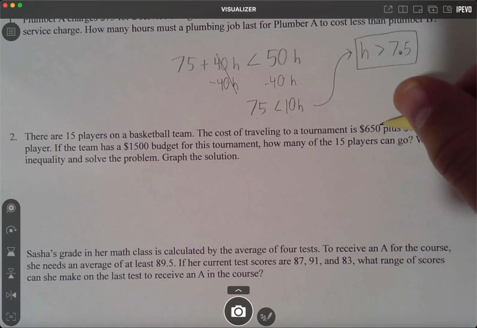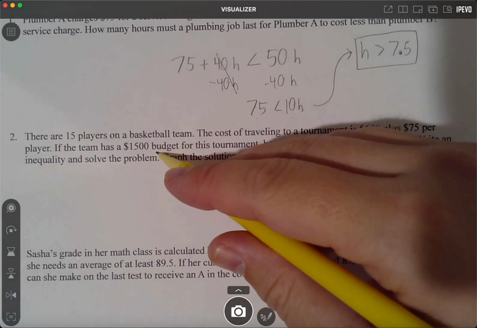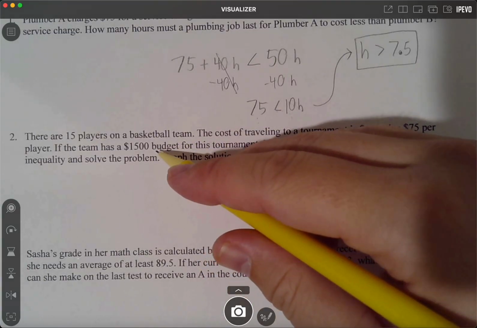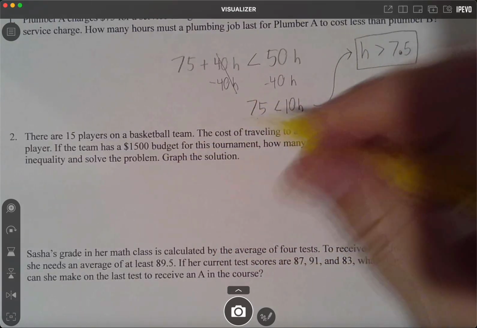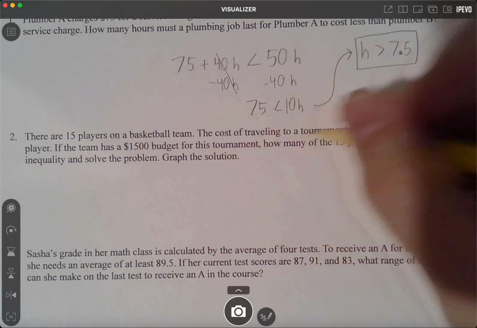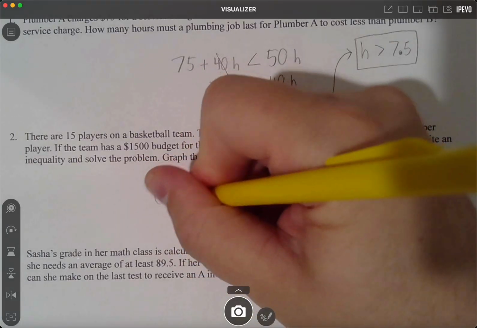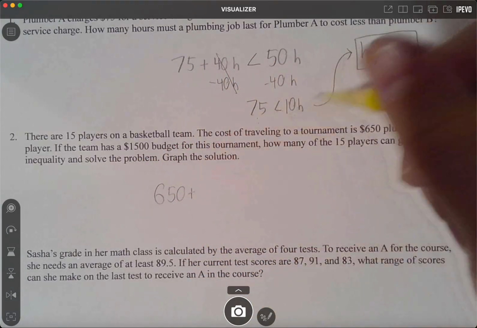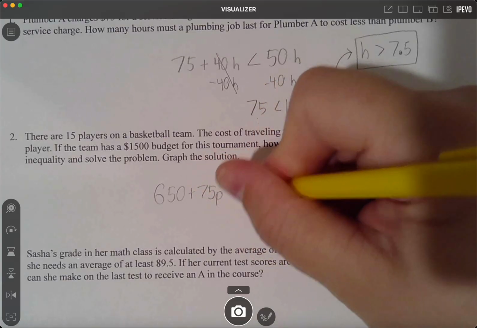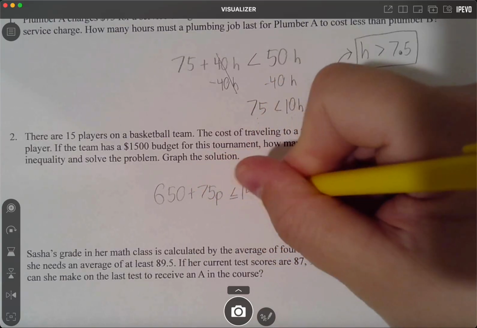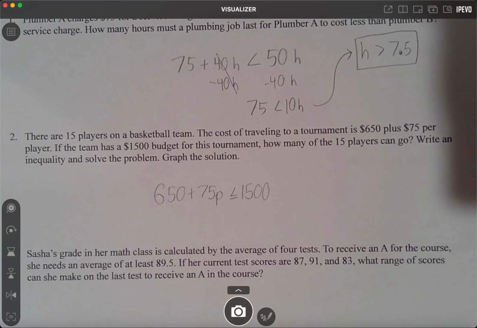In this case, it's that my expenses essentially have to be less than or equal to, right? A budget, you can hit your amount, you just can't go over it. So my expenses cannot exceed 1,500. Or another way of writing that is the algebra, the 650 plus the 75 per player, has to be less than or equal to my budget.